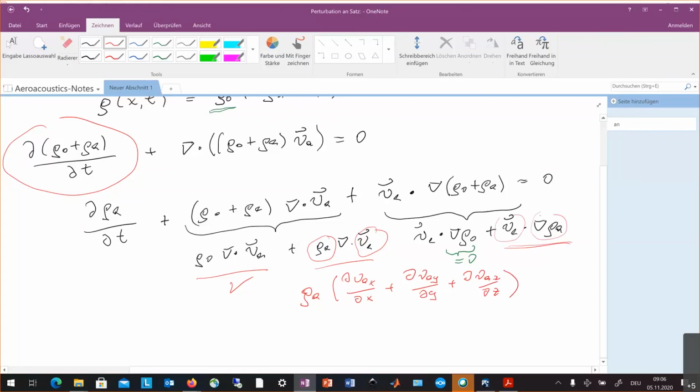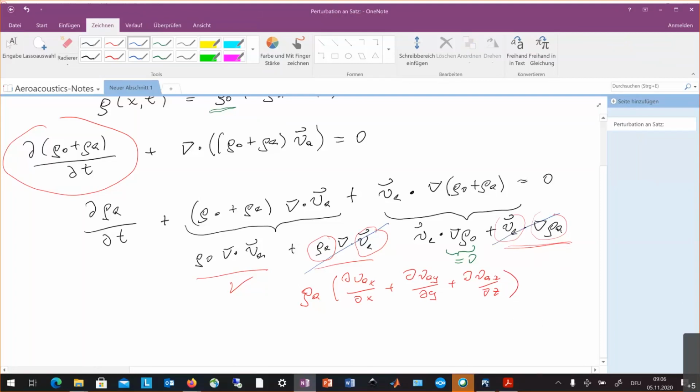So again, here you have a product with the derivatives, because you know the gradient of the acoustic density is the derivative with respect to x for the x component of this vector, the derivative with respect to y for the y component, and the derivative with respect to z for the z component. So at the end, we cancel out this term because it is small, and it would also result in a nonlinear partial differential equation.